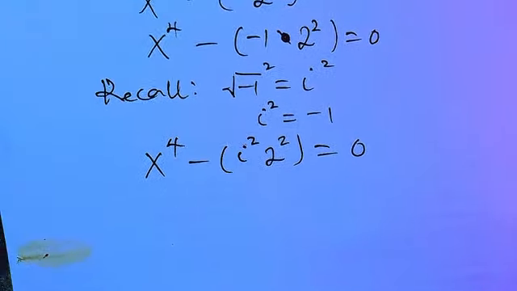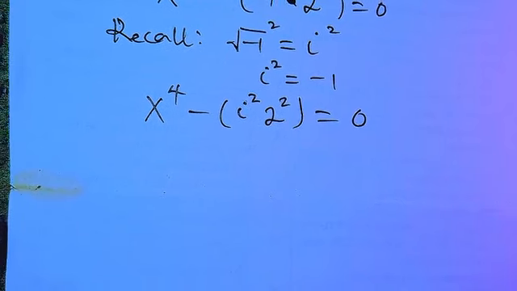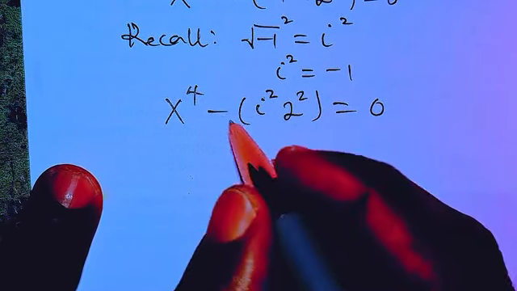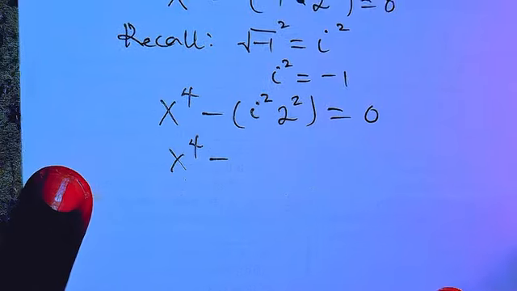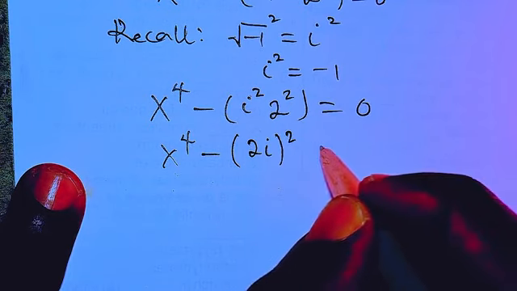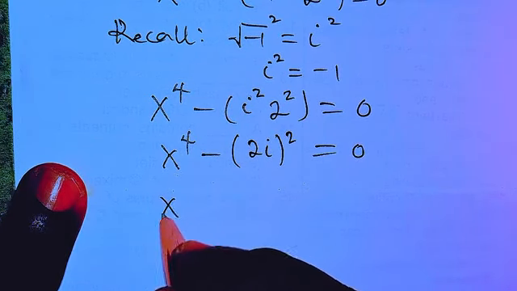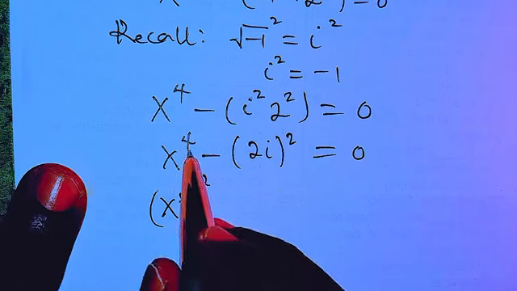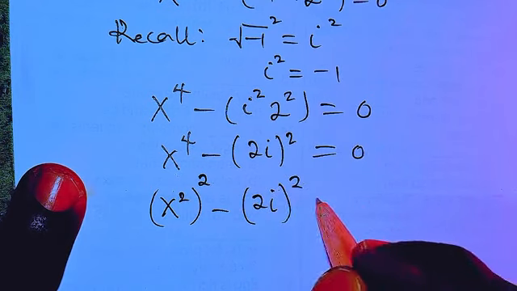So now from there, I'm going to have this to be x to the power of 4 minus, you can see this is i to the power of 2 and 2 to the power of 2 here. I can have it to be 2i, then all to the power of 2, equals 0. So now this first term here, x to the power of 4, I can write as x to the power of 2, then to the power of 2 again, so that 2 times 2 will give us 4, then minus 2i to the power of 2 equals 0.